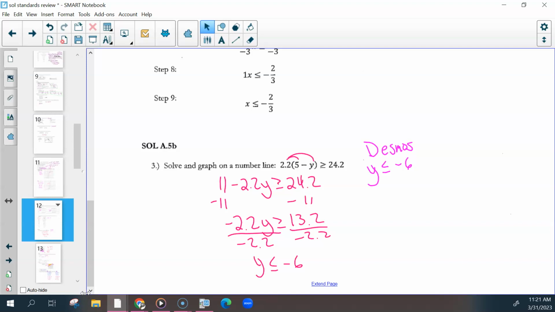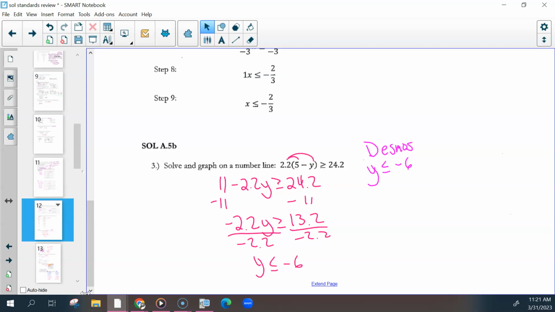This one you could have done on Desmos, and when you do this on Desmos, it'll shade it in for you. We haven't talked about that yet. We're going to be talking about how to actually graph it like that when we come back from spring break, but you could have solved this like normal or used Desmos. So y is less than or equal to -6.